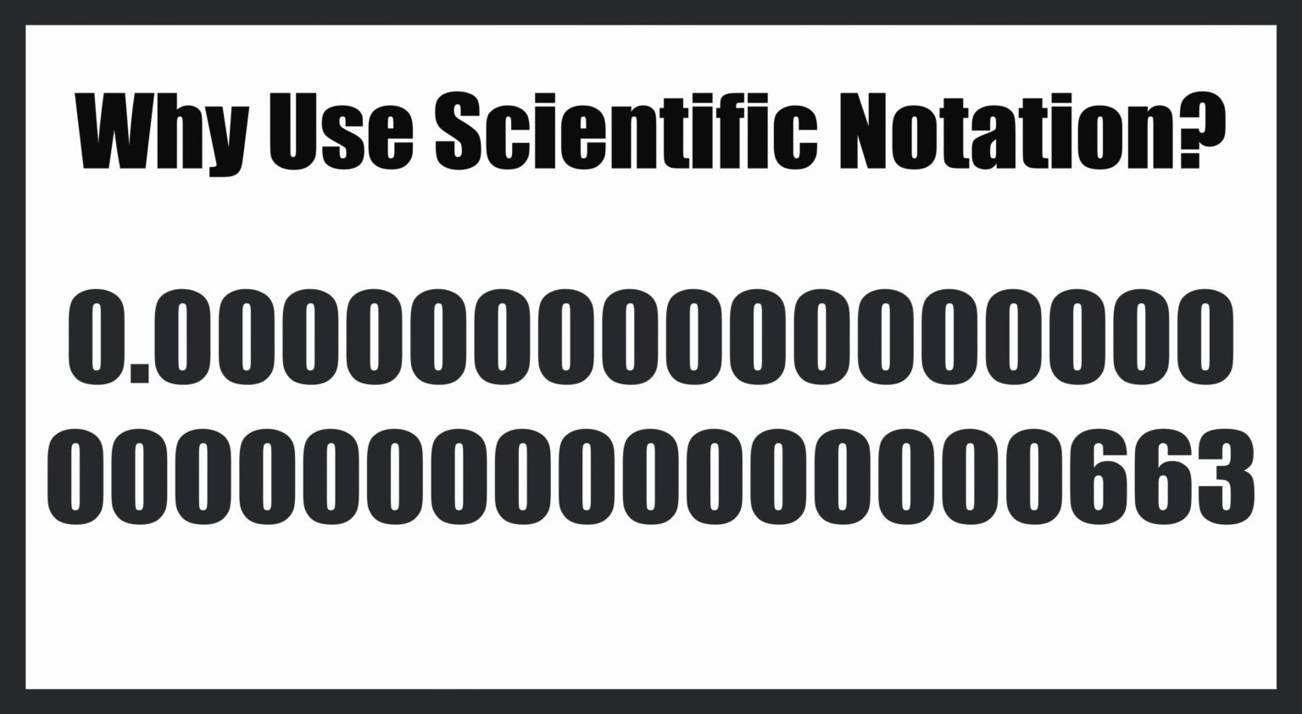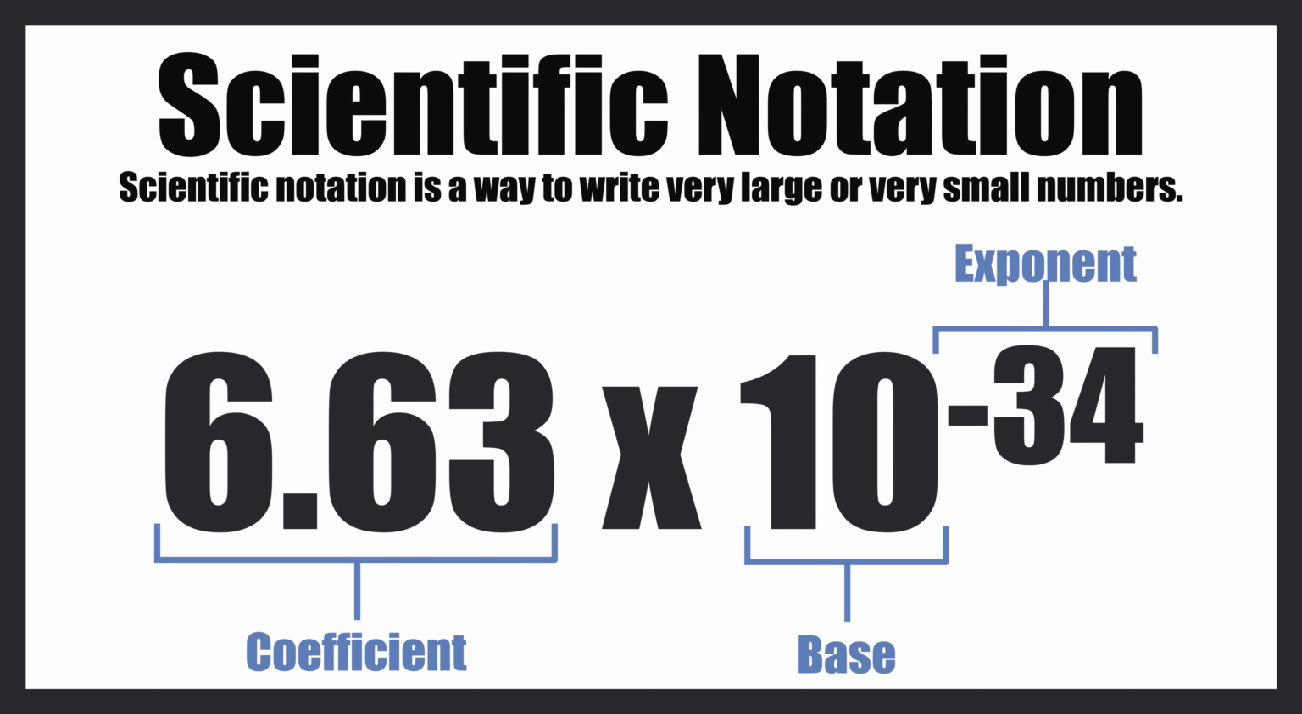So the question is, why do we use scientific notation? Right here is a number that you are going to be using in the second unit. You can see that that is a really, really small number. And if you were required to write that number down as is or put that into the calculator, it would be a lot of work. So instead, we convert numbers like this that are either very, very large or very, very small into scientific notation.